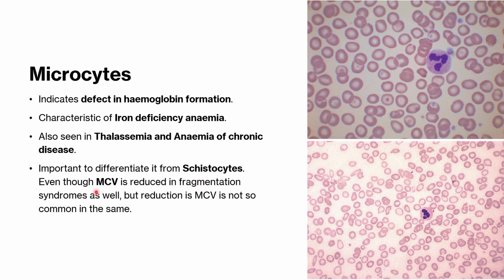And it is very important to differentiate schistocytes from microcytes. Even though the MCV is reduced in RBC fragmentation syndromes, the decrease in the MCV is not as much as seen in microcytosis, because not all RBCs are small.